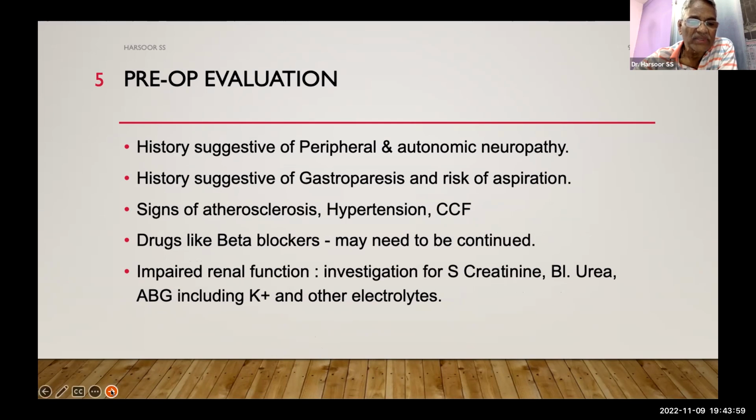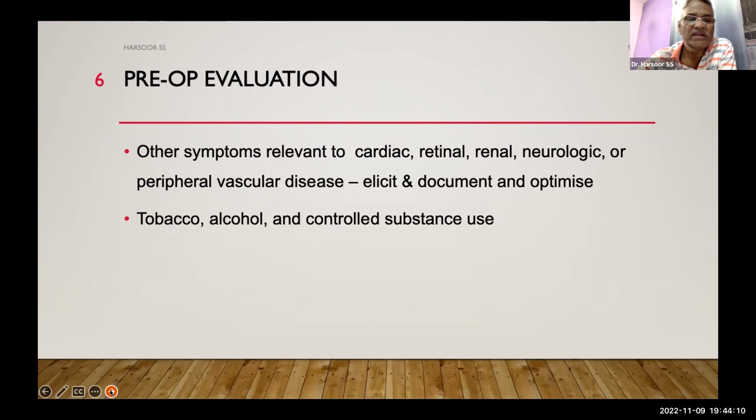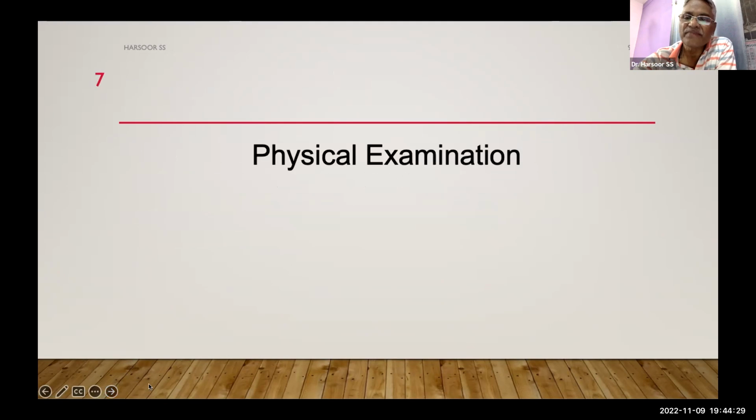And so therefore, these patients may be on beta blockers many times, and because we need to continue these drugs, we should know whether the patient is on such drugs and whether the patient has any altered renal functions or any other symptoms relevant to the cardiac, renal, retinal, neurological, or peripheral vascular systems. Whether they are important or not, it is essential that we elicit this history, document it properly, inform the patient, and wherever it is possible, we must optimize these situations.